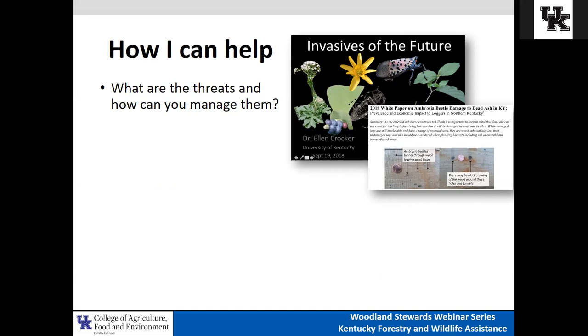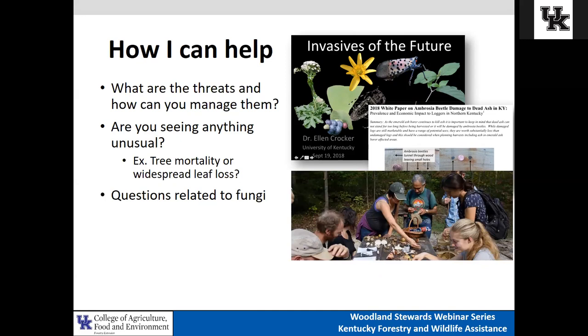So if you're seeing anything unusual in your woodlands, I'd love to hear about that. Maybe it's something that is a normal issue that happens every year, but maybe this is something we need to know about and be on top of. So I work with Abe Nielsen of Kentucky Division of Forestry. He's their forest health specialist. And both of us would be very interested if you see anything unusual, let us know. Whether this is tree mortality or widespread leaf loss.